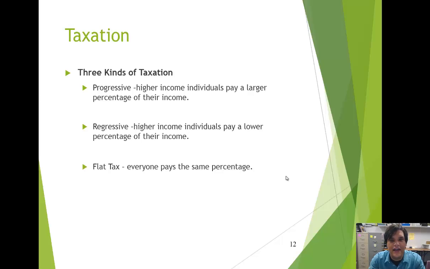And then finally, the flat tax. Everyone pays the same percentage. The example I often give for this is the type of tax that we pay most often, and that is a sales tax. Sales tax doesn't care whether you make $2,000, $10,000, $100,000, or even $1 million a year. Sales tax is the same flat rate for everybody, regardless of their income. I believe here in Texas it's around 9%. Maybe you guys can correct me if I'm wrong there.